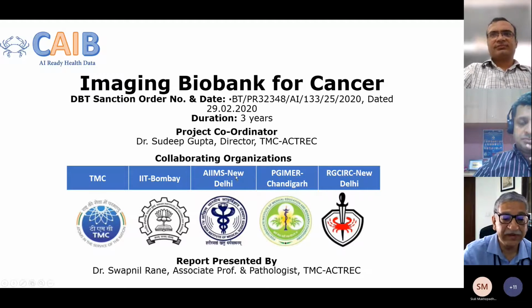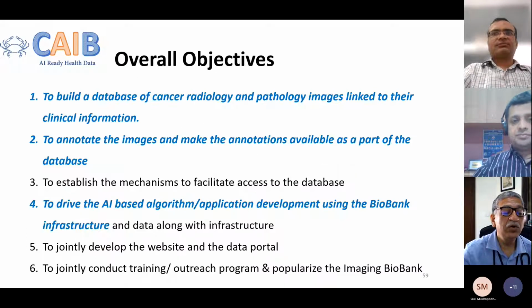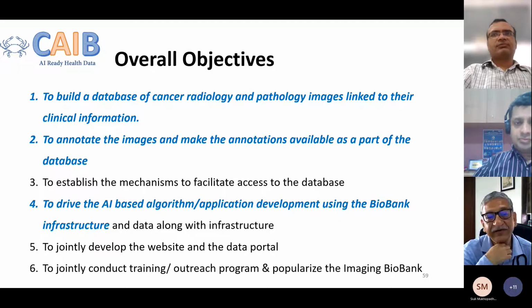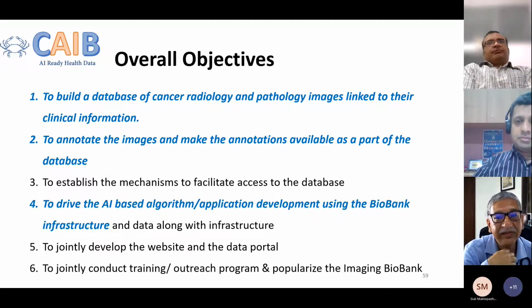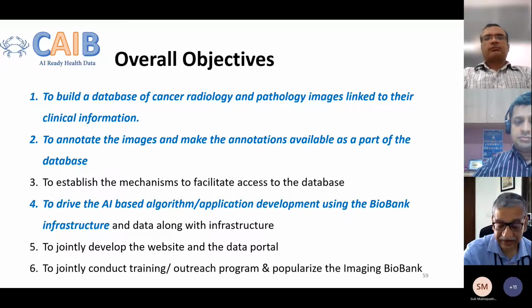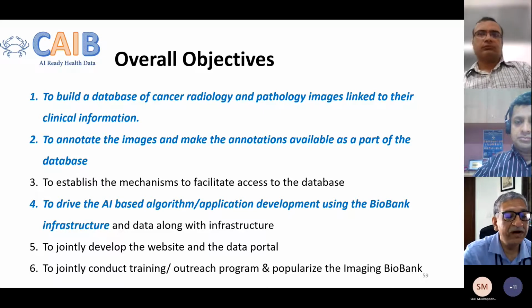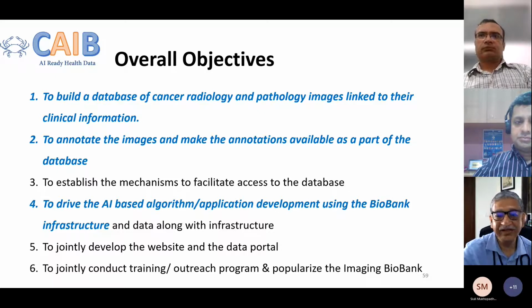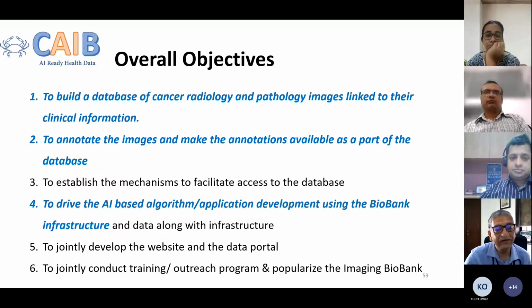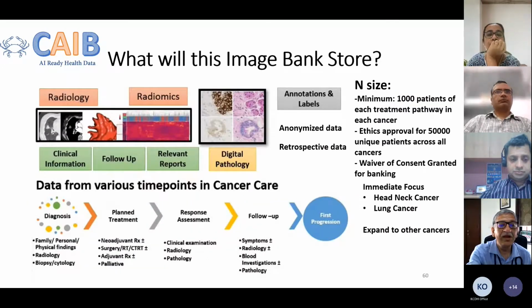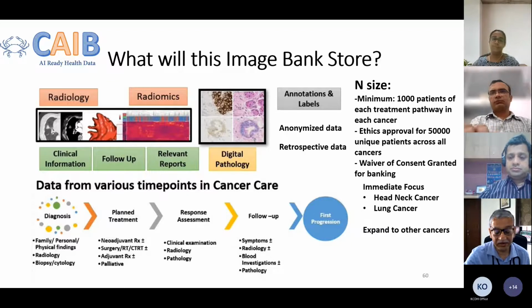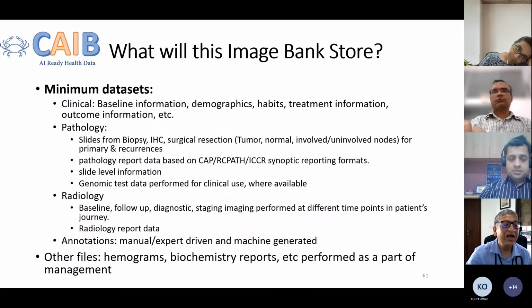PGI and Rajiv Gandhi Hospital in Delhi, and the aim is to build a database of cancer radiology and pathology images linked to their clinical information and to annotate the images and make the annotations available as part of the database. And subsequently, this will be available to everyone to drive AI-based algorithm development using the biobank infrastructure. You can see that this will be both pathology and radiology images with relatively granular level clinical information.